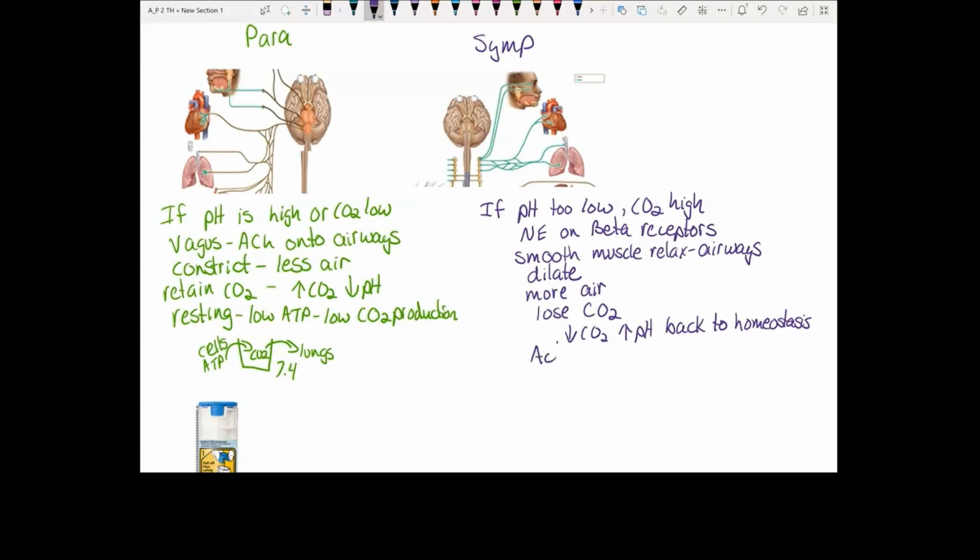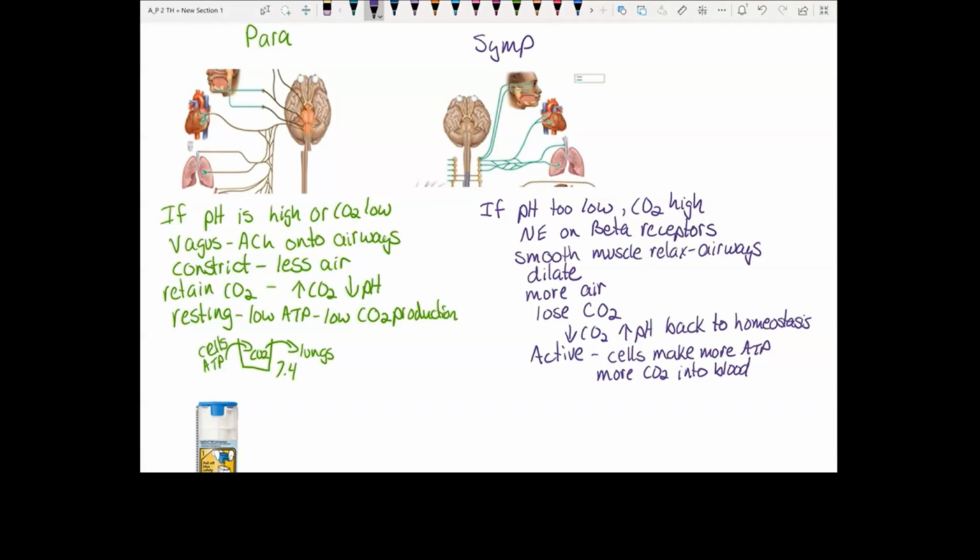And this is what you do when you are active. Because remember, that bucket again, when you're active, your cells make more ATP, which means you have more carbon dioxide going into the blood. So you need to dilate those airways so you can get more carbon dioxide out so that you can maintain homeostasis.